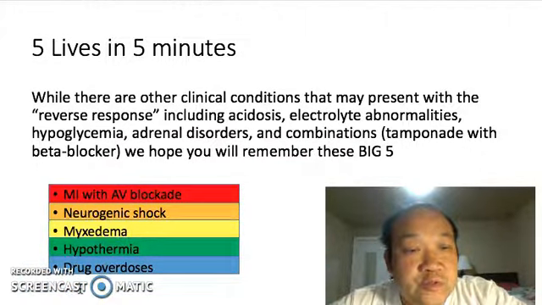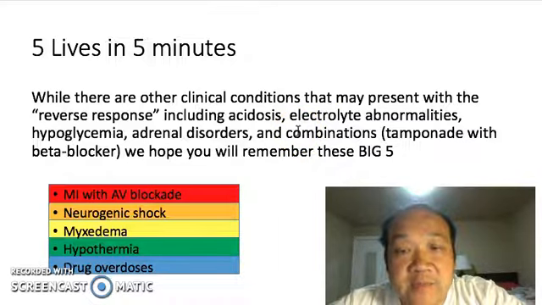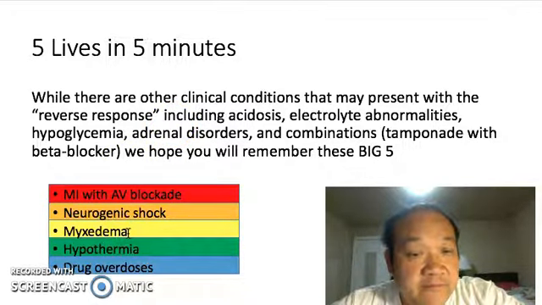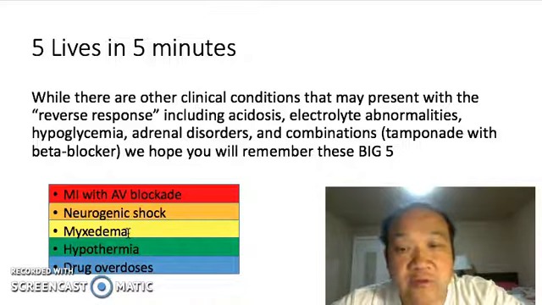In conclusion, while we have not exhaustively detailed all causes of bradycardia and hypotension, such as acidosis, hypoglycemia, and electrolyte and adrenal abnormalities, we have covered a big five shown colorfully here to my right, in the hope that you will remain mindful of this when you encounter the reverse response.